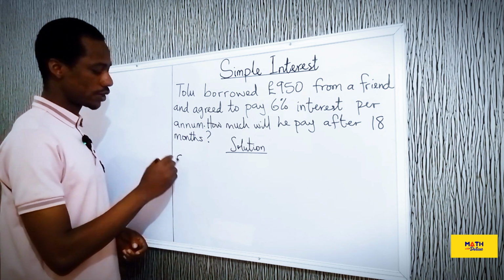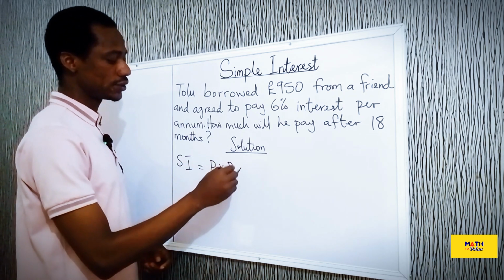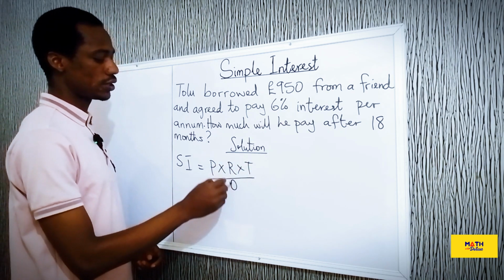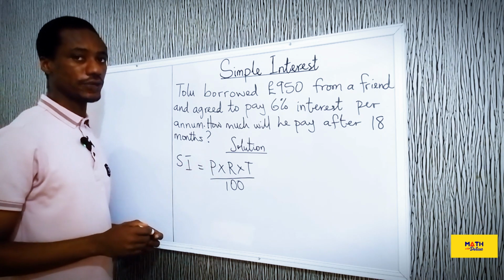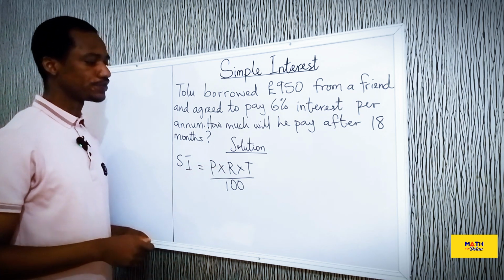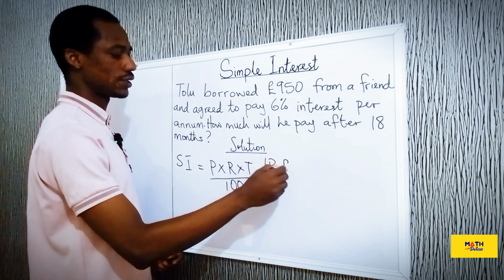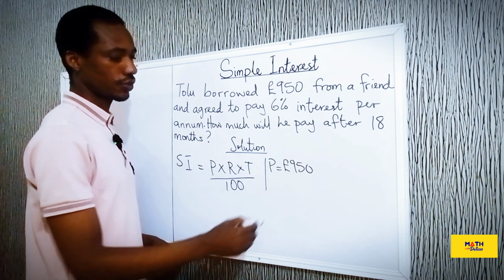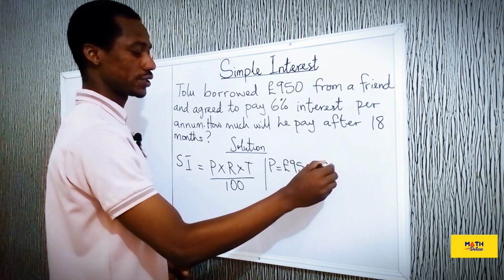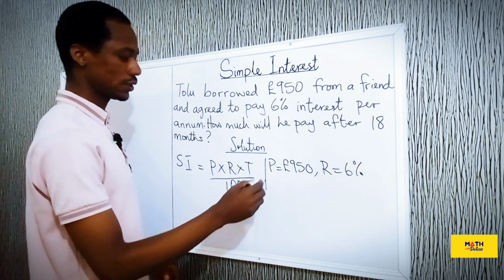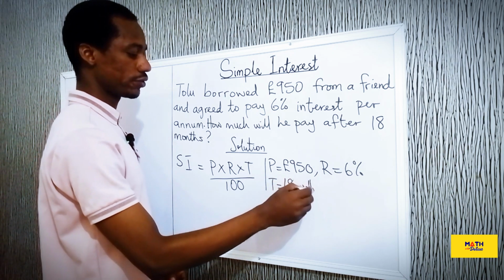So let's record the formula. We have simple interest equals to what? Principal times rate times time all over 100. I've always told you that the 100 is for the rate, the percent for the rate. So let's look at the parameters given to us. We have the principal as £950, the rate of interest as 6%, and the time as 18 months.